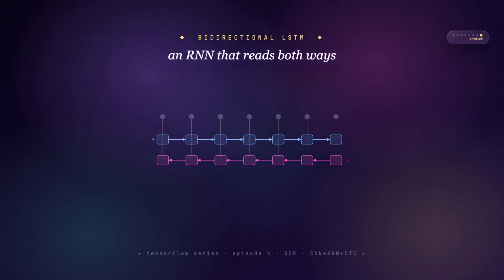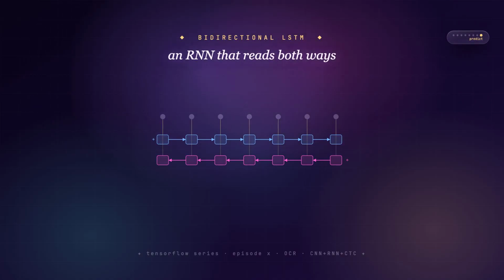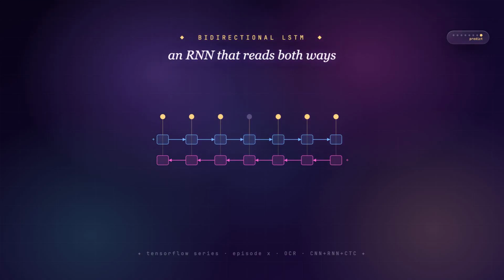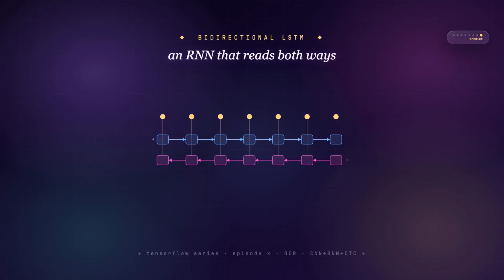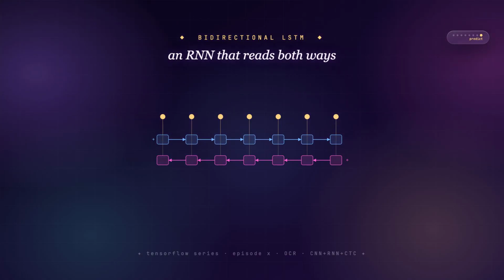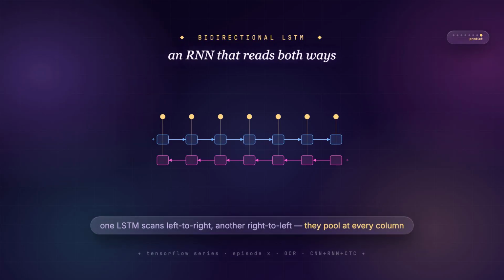Now we need something that reads sequences, and that's exactly what an RNN is for. We send those columns in order into a bidirectional LSTM. Bidirectional matters here. To know whether a stroke is the end of one letter or the start of the next, it helps to peek both ways. So one LSTM scans left to right, another scans right to left, and they pool what they learned at every column.